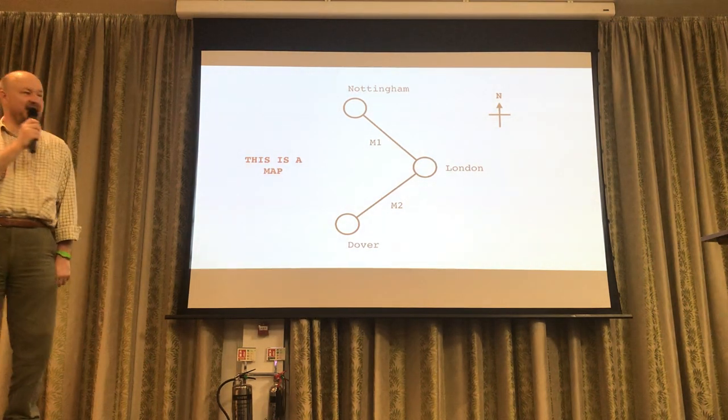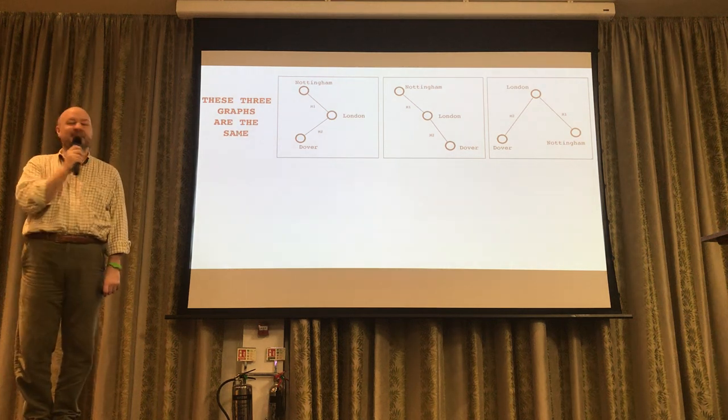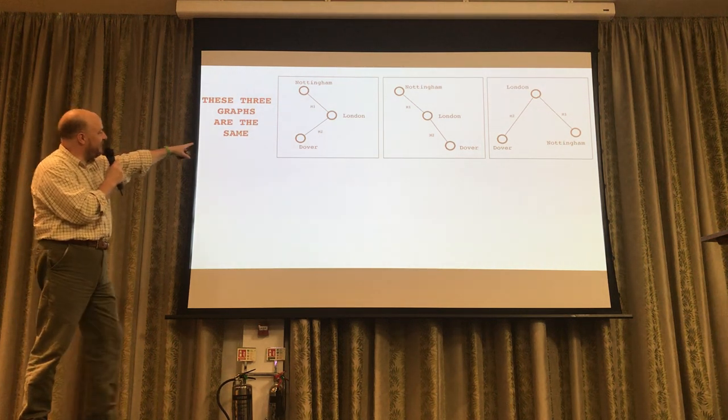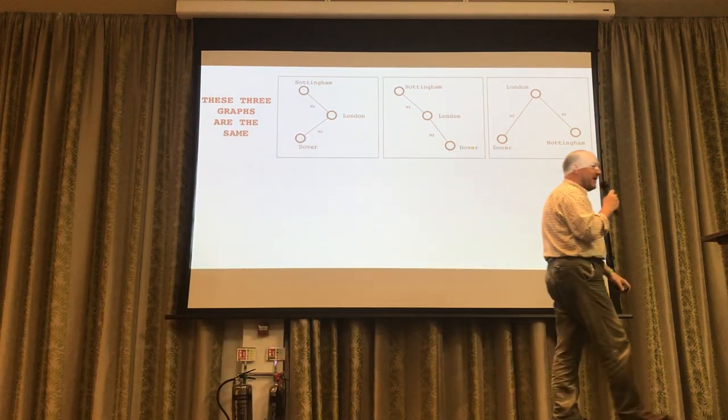A compass. All right. To explain it again, these three graphs are identical. Nottingham, London, Dover. Nottingham, London, Dover. Dover, London, Nottingham. They're identical. Same nodes, same connections.